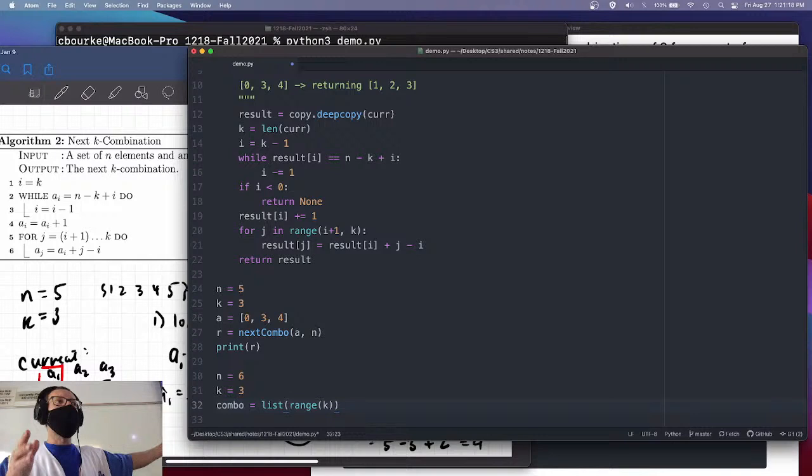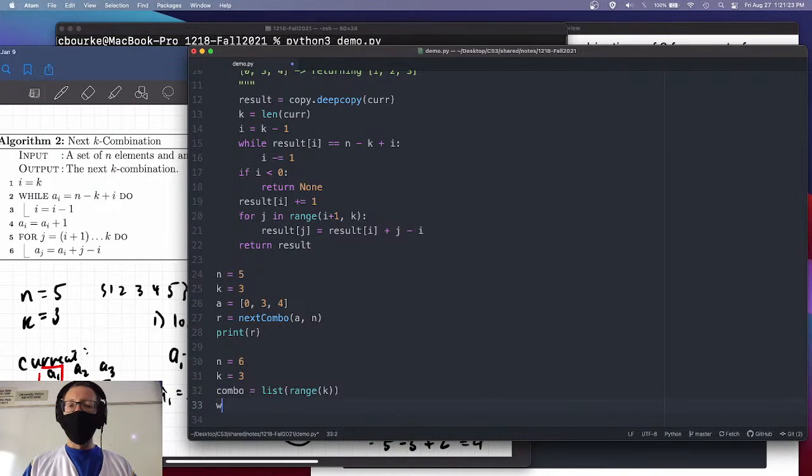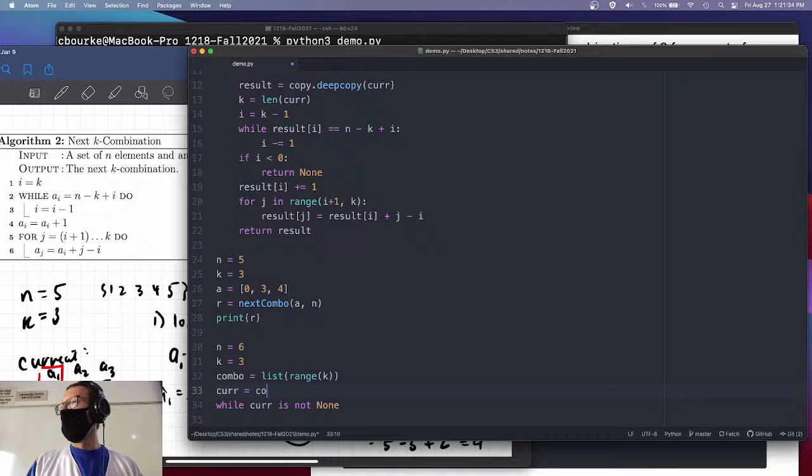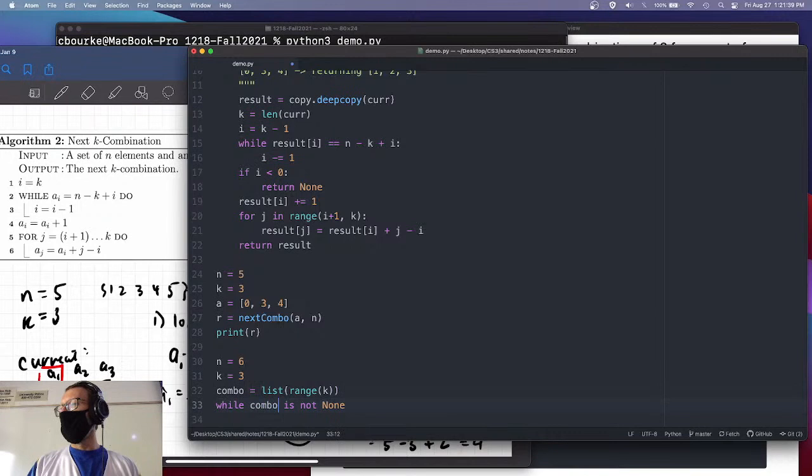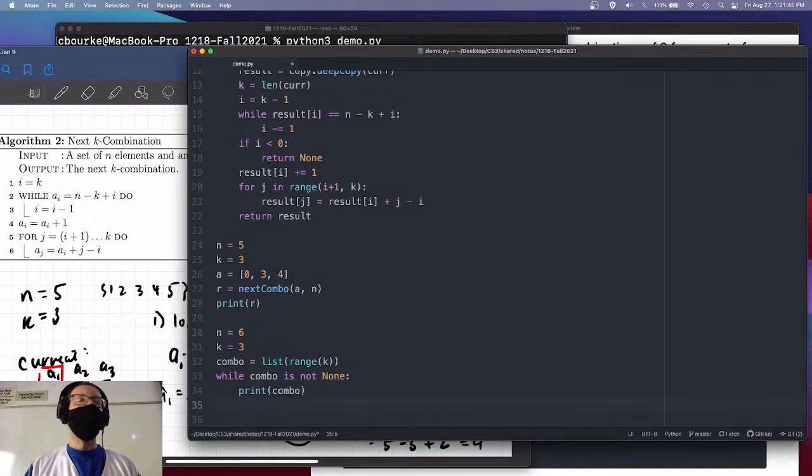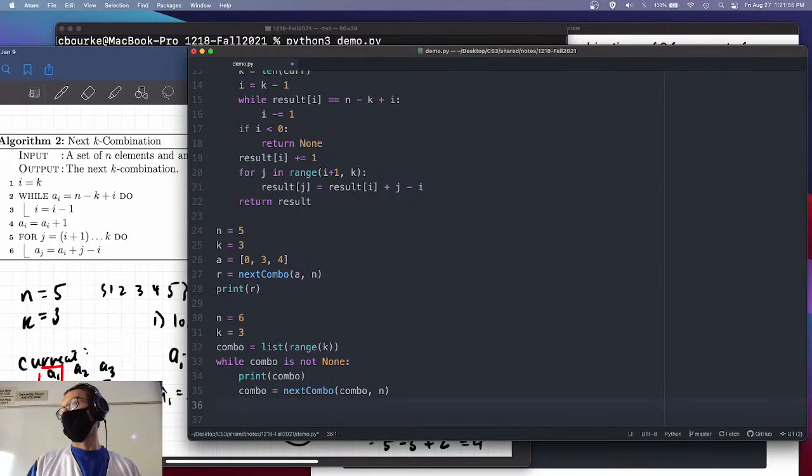Once I've got that combo, I'll go into a loop while the combo is not none. I'll just reuse combo here. While the combo is not none, I will go ahead and print the combo and then get the next combo. Combo is equal to next combo of combo and n. Combo, combo, combo. Right? And then that's it, right?